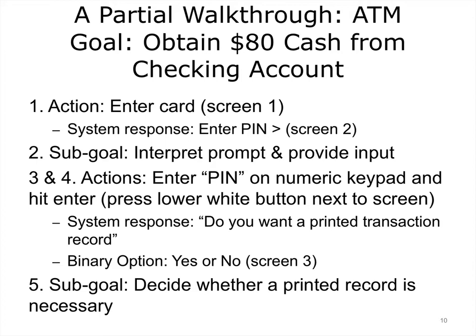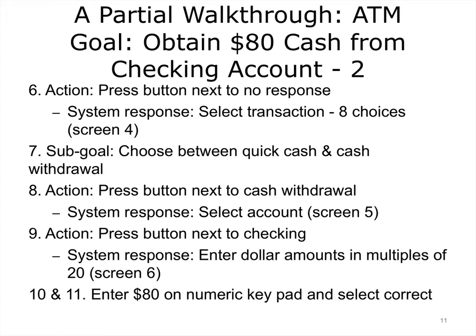make certain choices. As you move through the actions in the walkthrough, you move closer to completing the top-level goal of obtaining $80 from your checking account. The interactions are rather straightforward. Each screen reflects a goal action structure with particular sub-goals necessitating certain action sequence as laid out in the walkthrough to accomplish the subtask. By the 11th action, the user should be entering $80 on the numeric keypad and selecting Correct from the offered options.